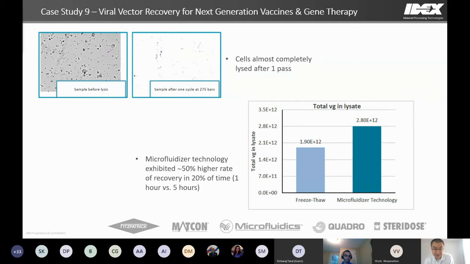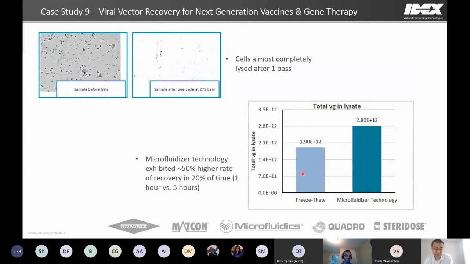And when you compare the viral titer results via the ddPCR analysis, as shown in this graph here, you can see the amount of AAV harvest using the microfluidics technology is significantly higher. In this case, it's about 50% higher than that obtained through the traditional freeze-thaw method.